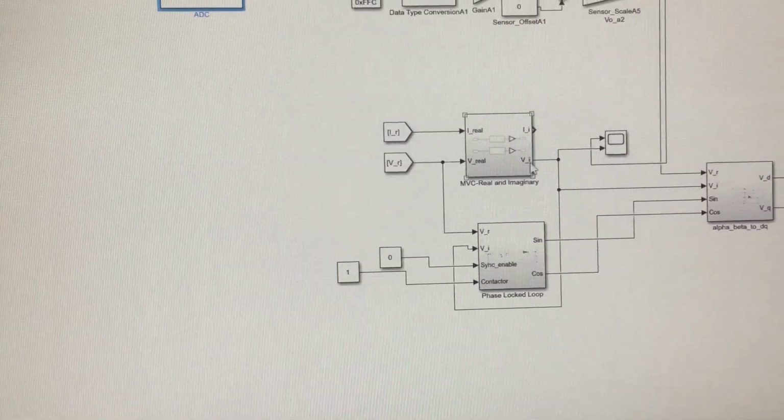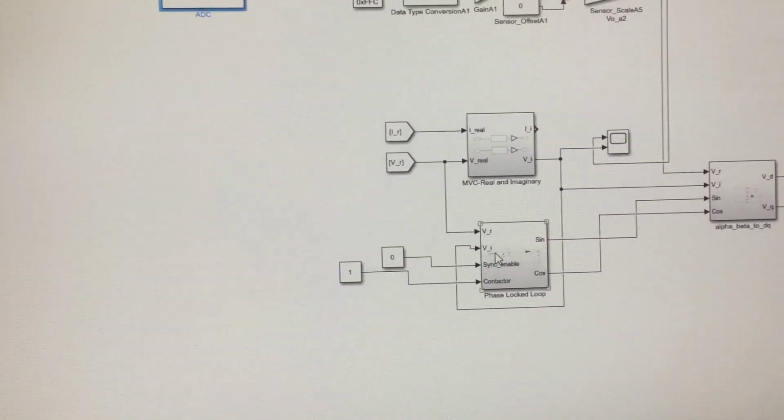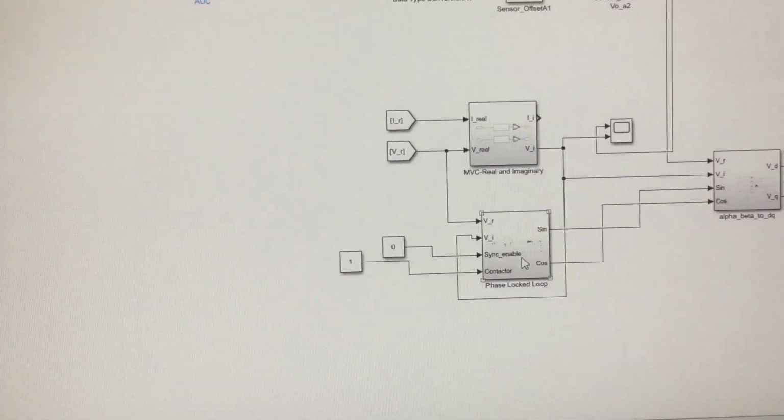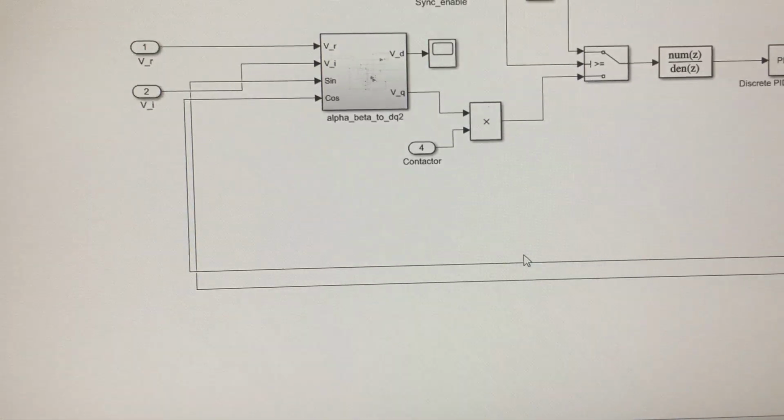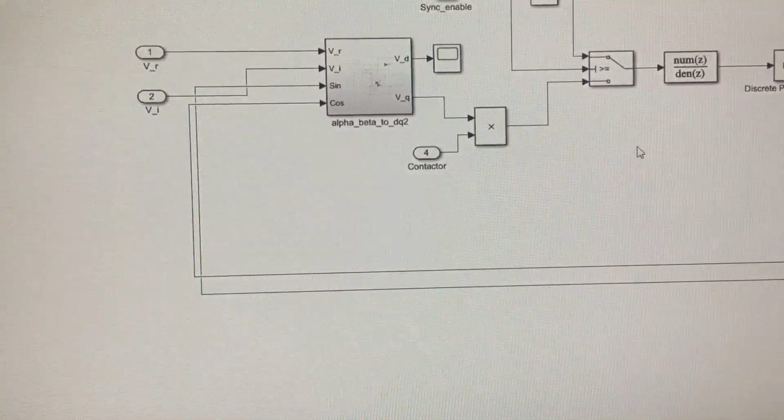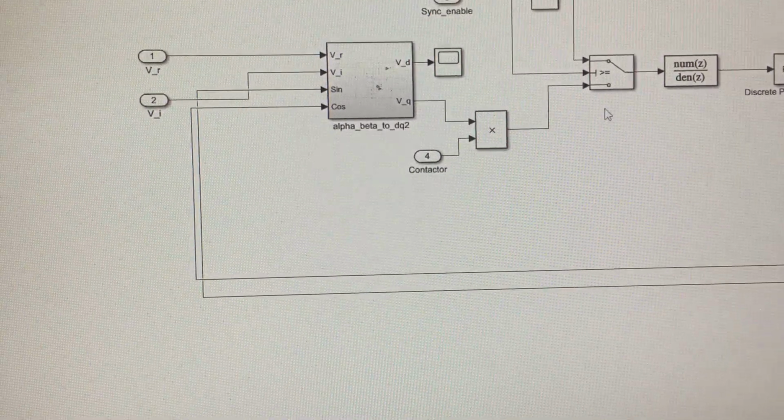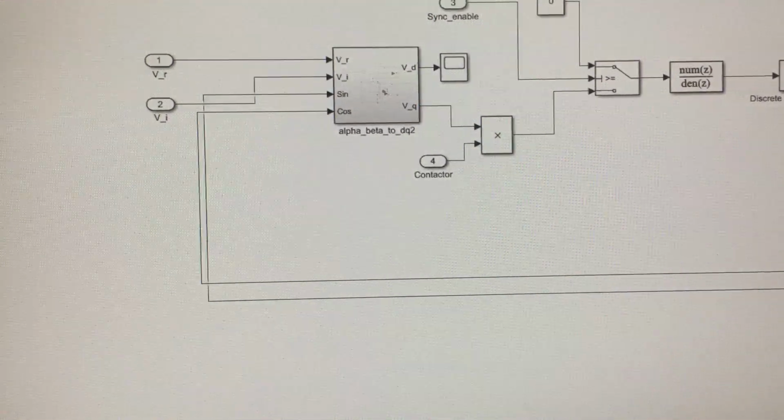Now both the VR and VI are used in the phase lock loop over here. This phase lock loop, as you can see inside, consists of a closed loop PI control based phase lock system.